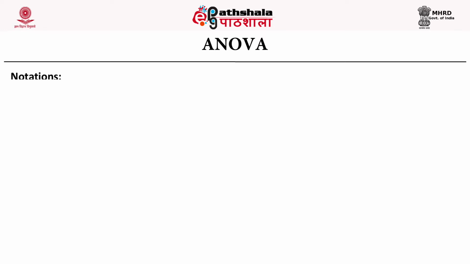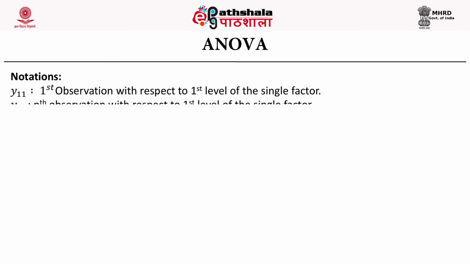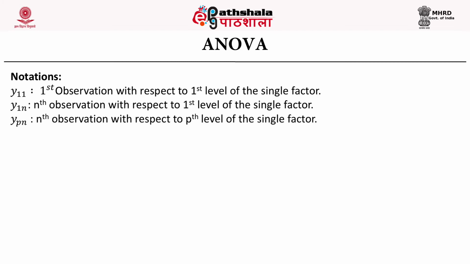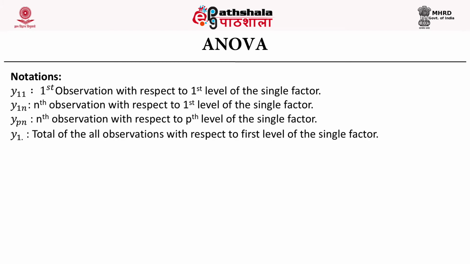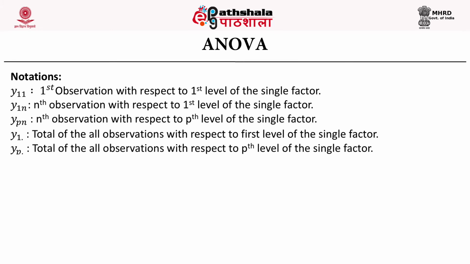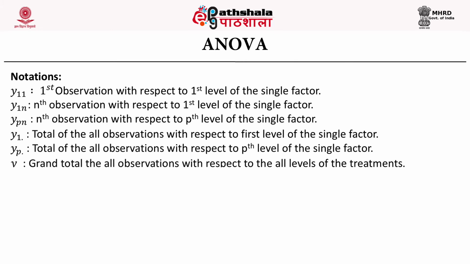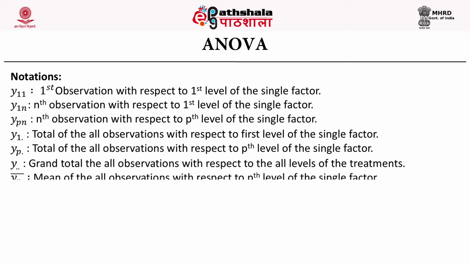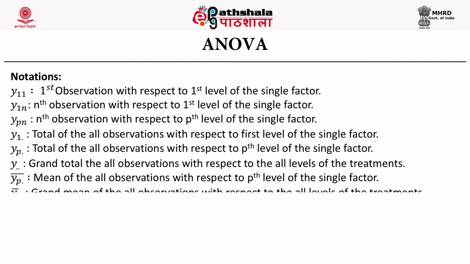Some of the notations of ANOVA: y_11 is the first observation with respect to the first level of the single factor, y_1n is the nth observation with respect to the first level, y_pn is the nth observation with respect to the pth level, y_1 dot is the total of all observations with respect to the first level, and y_p dot is the total of all observations with respect to the pth level. y double dot represents the grand total of all observations with respect to all levels of the treatments, y_p dot bar is the mean of all observations with respect to the pth level, and y double dot bar is the grand mean of all the observations with respect to all levels of the treatments.